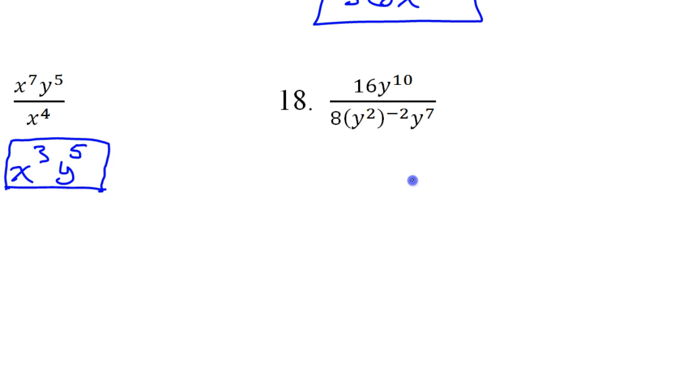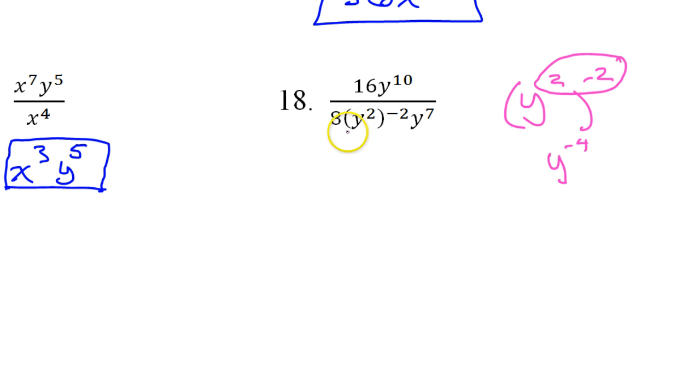Okay, what about this one? What can I do? First of all, let me deal with this y squared to the negative 2 power. Off to the side maybe, if I have y squared to the negative 2 power, what have we learned about raising a power to a power? What do you do with these numbers? You multiply. So that would be y to the negative 4 power. So that's what's about to happen right here. So let me recopy then. What I have is 16 y to the 10th power.